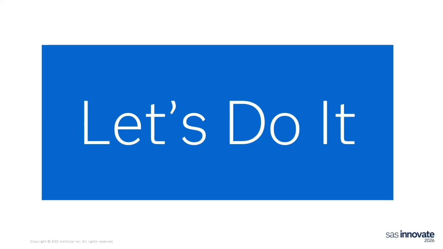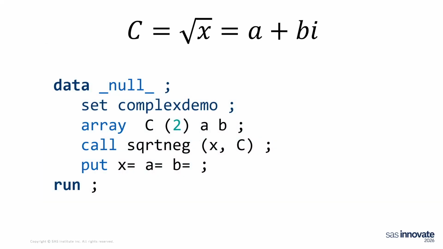So let's do it. Now we're going to do this. Here's our quick little data set. I've got a complex demo data set. You've already got it. It's 5 records, and it's got different options for integers for A and B, and for C. So we're going to create an array that we call C, and it's made from the variables A and B, which are numeric variables.